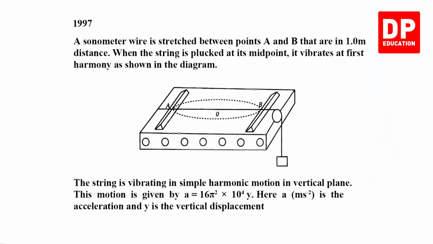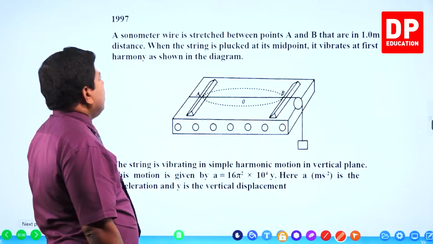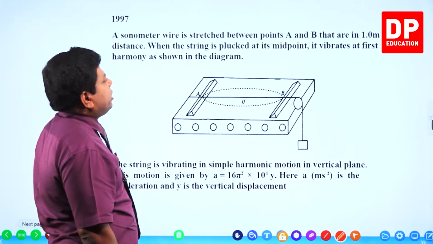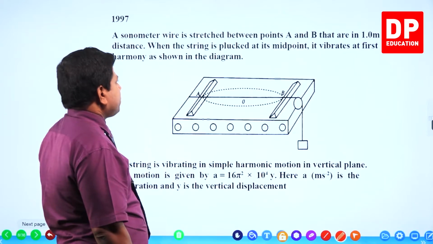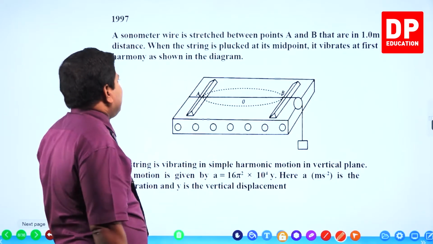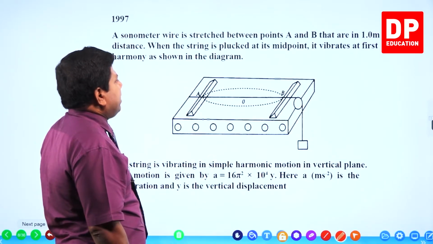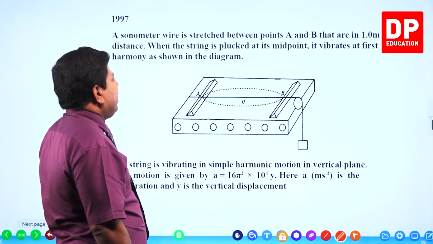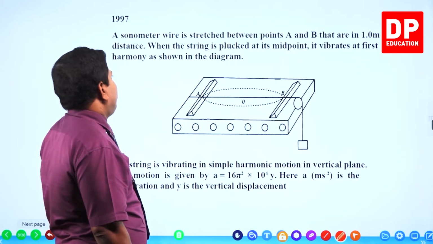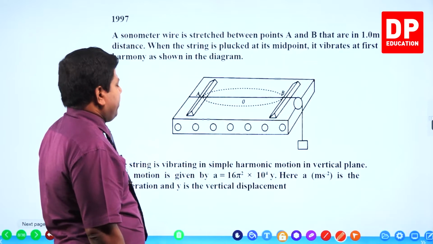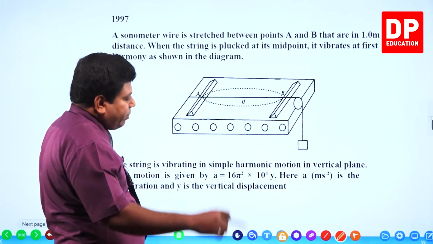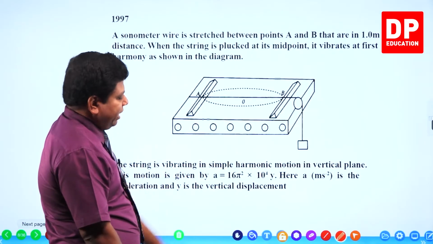That's all in that question. Now look at this one. That was 1988. This is 1997. A sonometer wire is stretched between points A and B that are 1 meter apart. When the string is plucked at its midpoint, it vibrates at first harmonic as shown in the diagram. The string is vibrating in simple harmonic motion in a vertical plane.